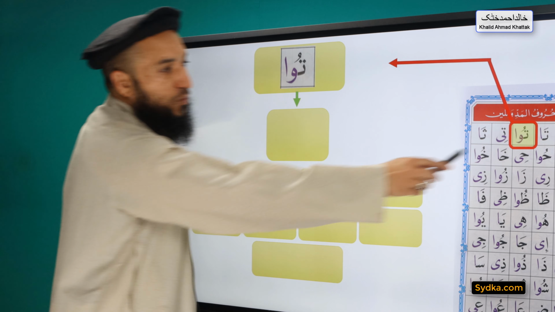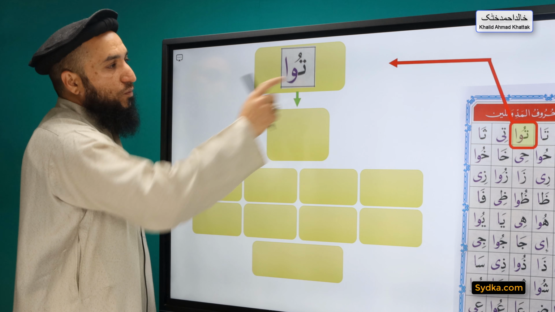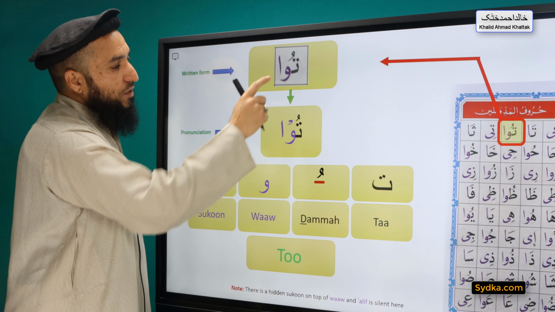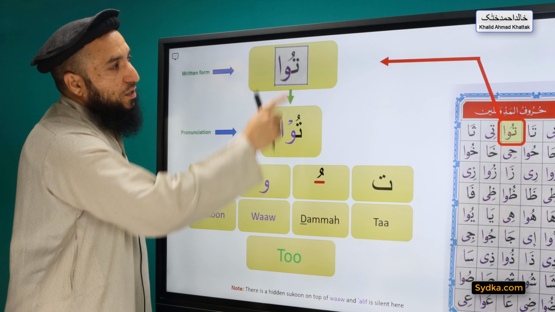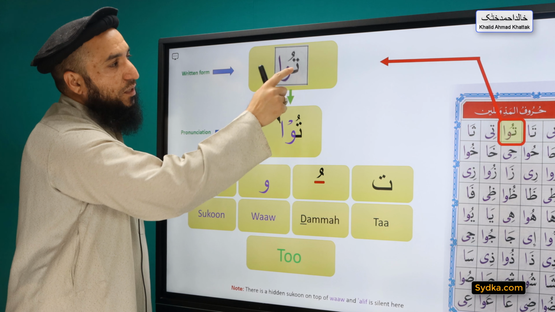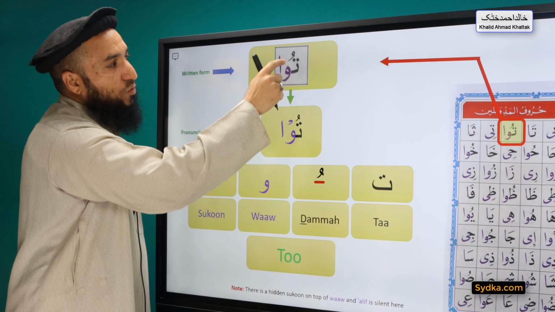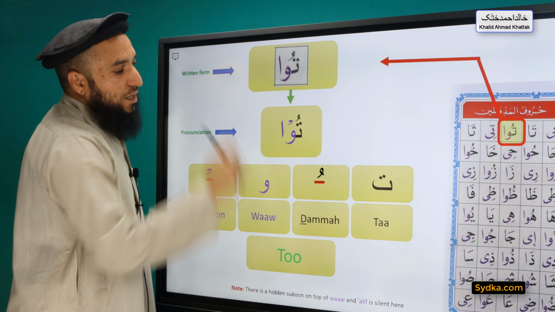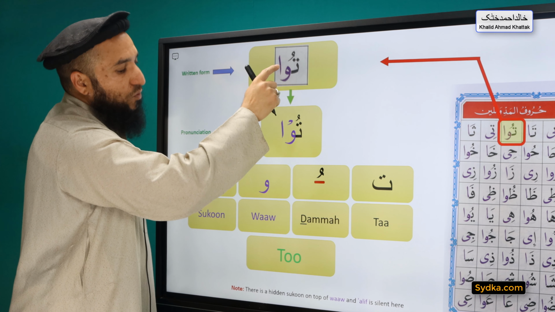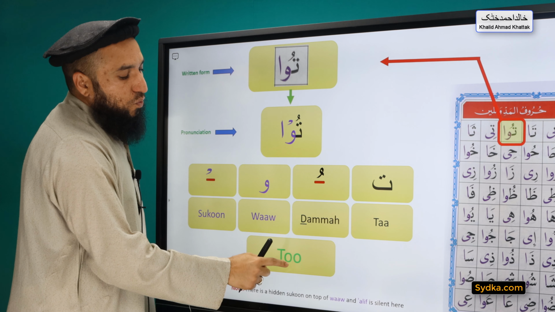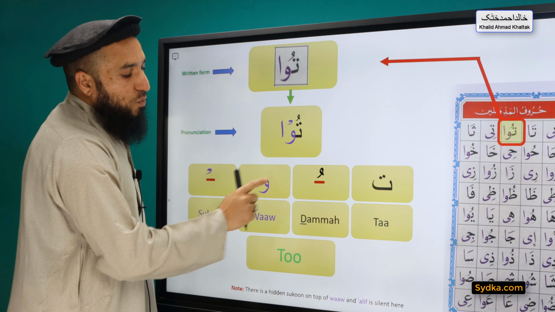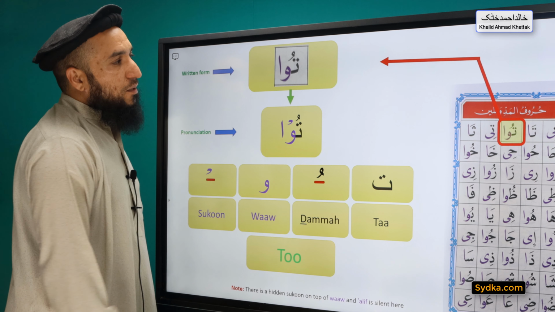The next syllable we have is ta dhamma waw sukoon tu. This is the written form, and this one is the pronunciation: ta dhamma waw sukoon, and this alif is silent. Ta dhamma waw, hidden sukoon here, and this alif is silent. Ta dhamma waw sukoon tu.